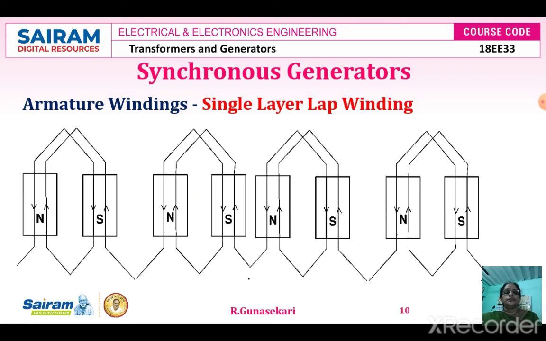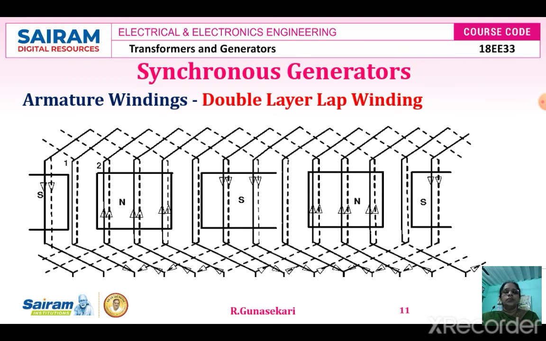Now, single layer lap winding. Now you see the circuit diagram. I told you the coils are connected in series. Now you see here, for example, a north pole, one coil is connected to a south pole, again a north pole, again a south pole. This is finishing. Again it comes to the next north pole, north to south, south to north, again south, again comes to north. So this is the single layer winding, because one slot consists of only one coil side.